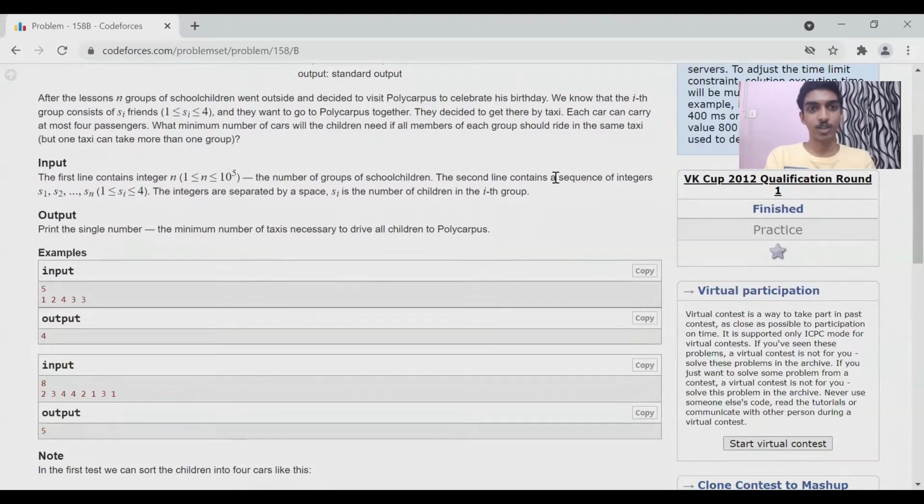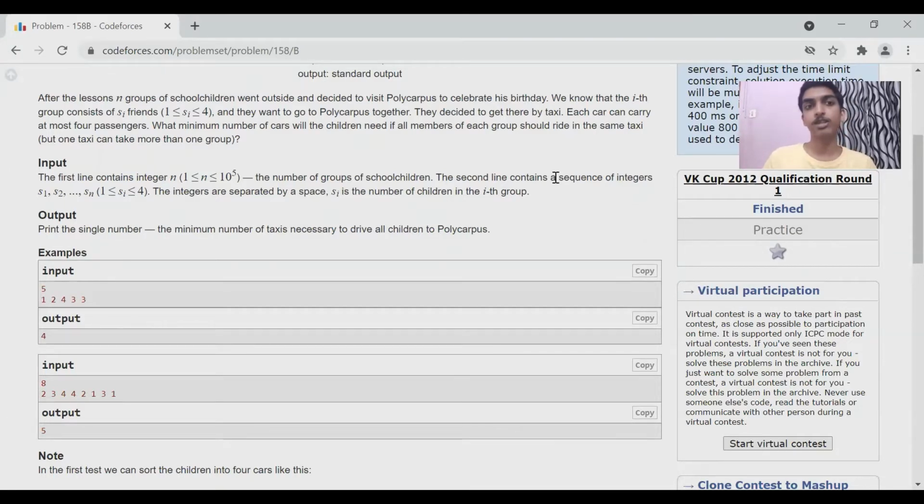After the lessons end, groups of school children went outside and decided to visit Polycarpus to celebrate his birthday. We know that the ith group consists of Si friends and they want to go to Polycarpus together. They decided to get there by taxi. Each car can carry at most 4 passengers. What minimum number of cars will the children need if all members of each group should ride in the same taxi, but one taxi cannot take more than one group?